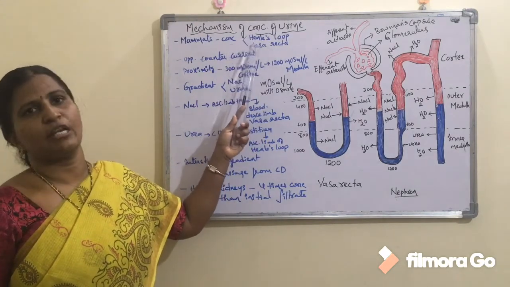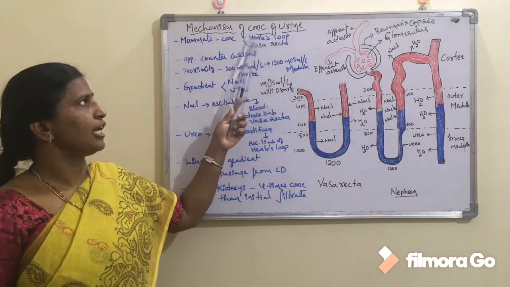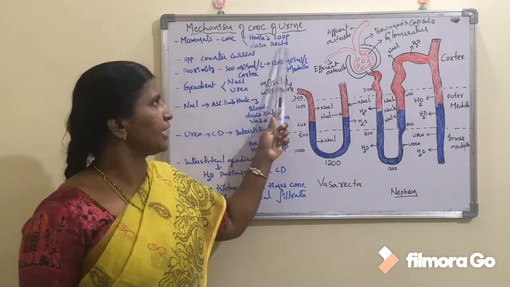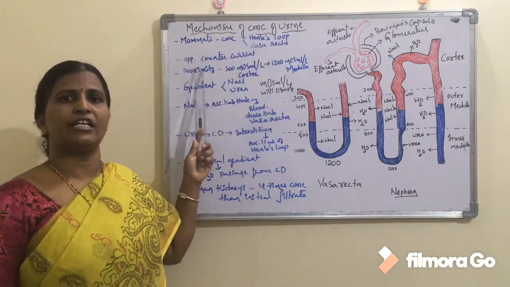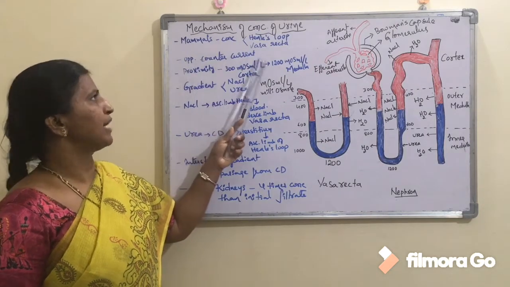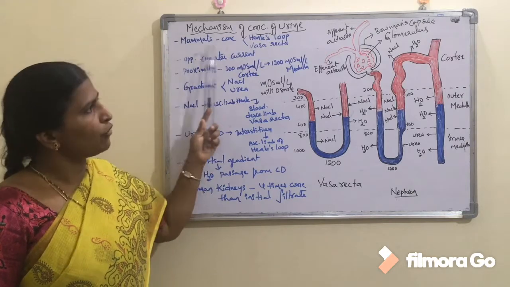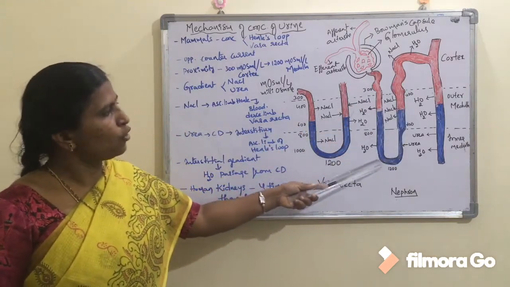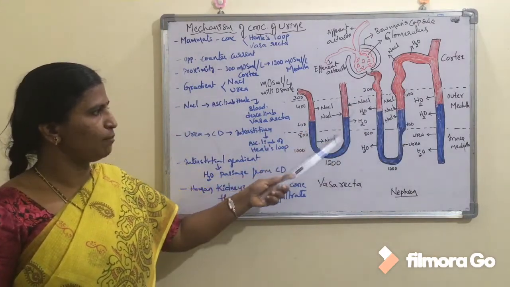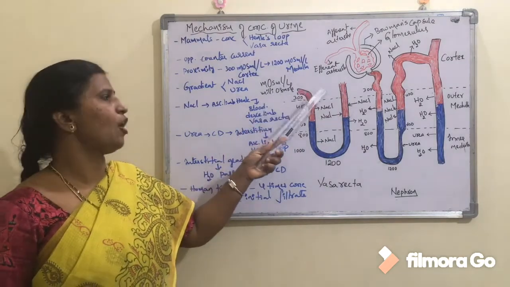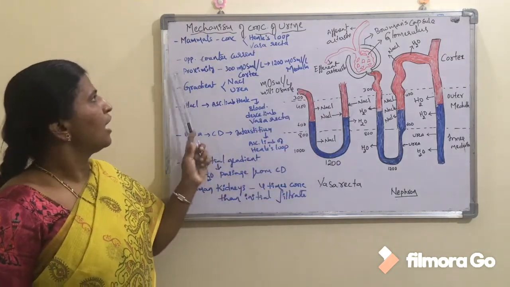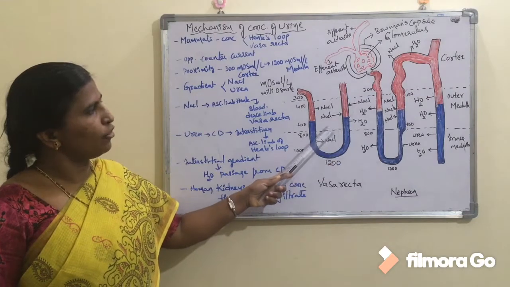The parts which are helping in concentrating the urine are Henle's loop as well as vasa recta, and the mechanism involved here is known as counter current mechanism. Counter means in opposite, current means flow. The flow of the renal fluid in Henle's loop as well as the blood in the vasa recta are in opposite directions. They are very near to each other.